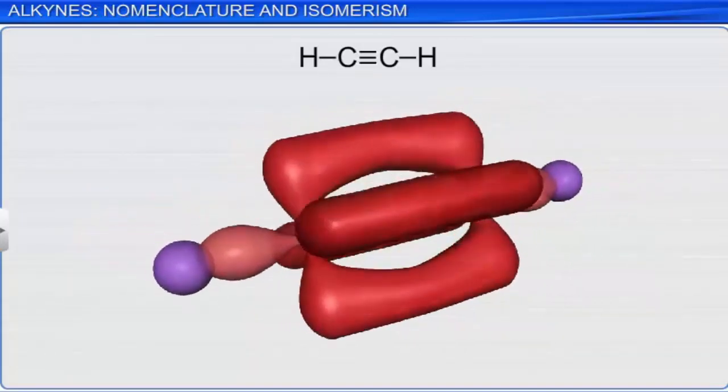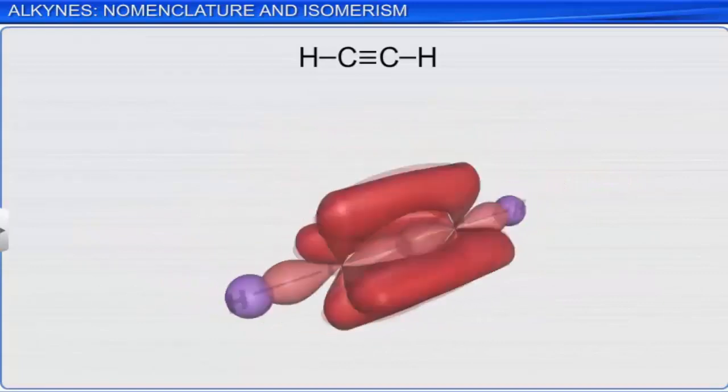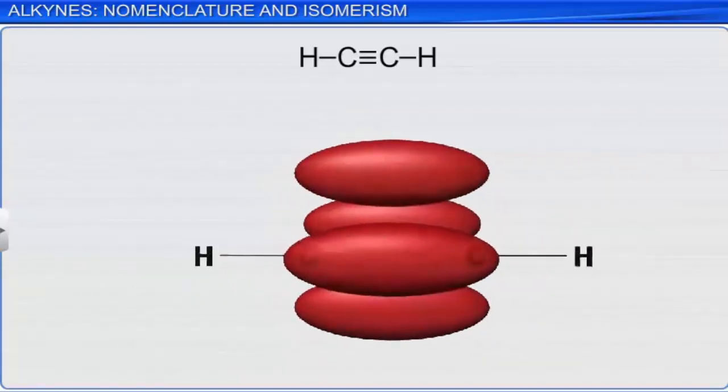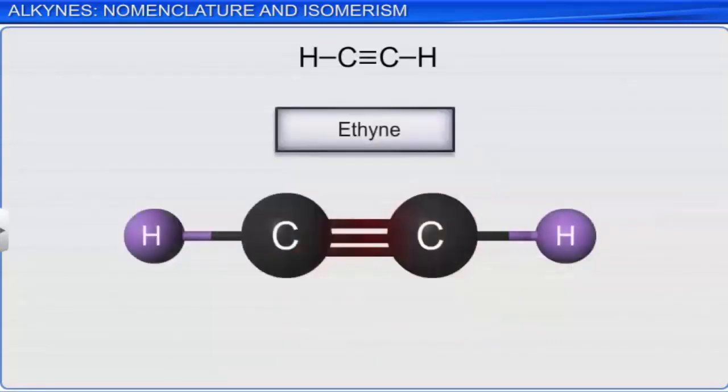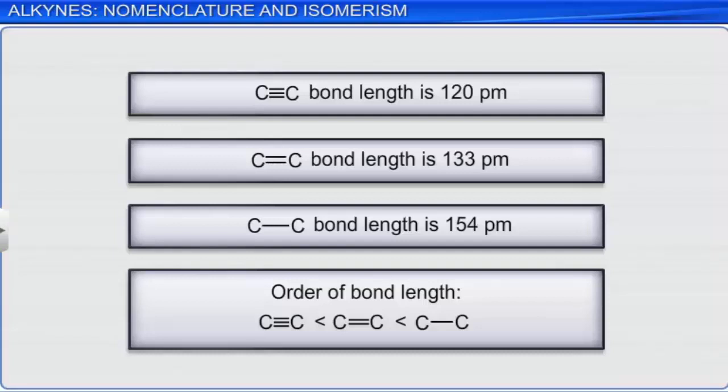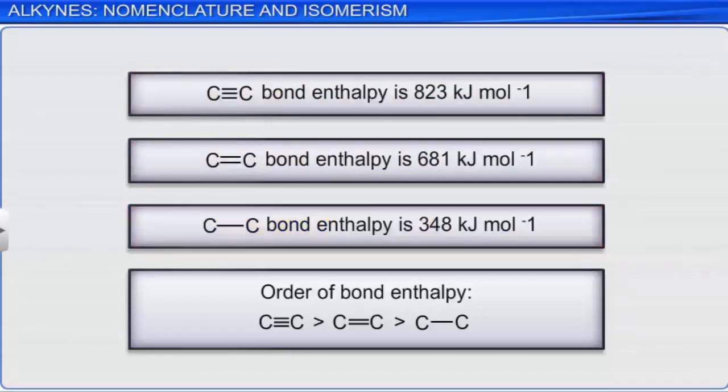The electron cloud between two carbon atoms is cylindrically symmetrical about the internuclear axis. Therefore, the shape of the ethyne molecule is linear. The carbon-carbon triple bond is shorter than carbon-carbon double or single bonds. As the triple bond is shorter, it is stronger compared to single and double bonds.